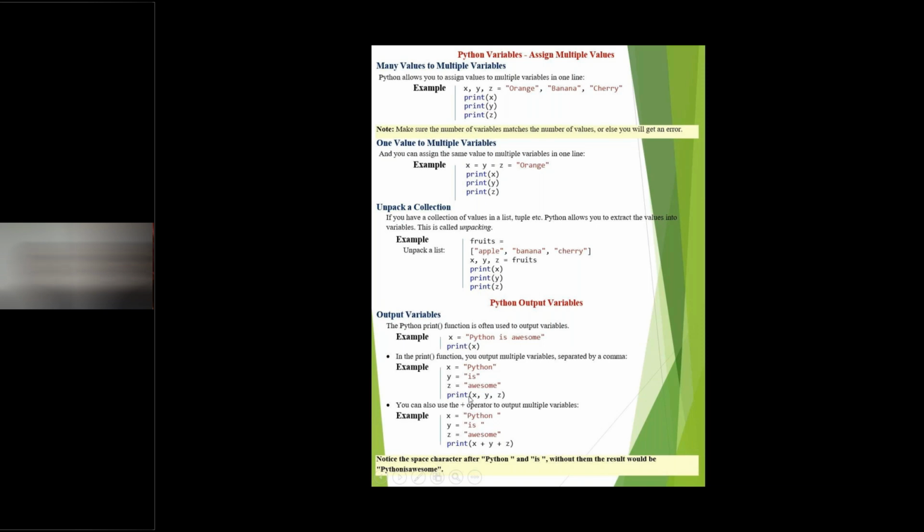And if you want to combine all these x, y, z, we can also combine them with the help of the plus symbol. Like here, x contains Python, y contains is, z contains awesome. If you print x plus y plus z, it prints Python is awesome. It concatenates, combines all the strings and prints it.